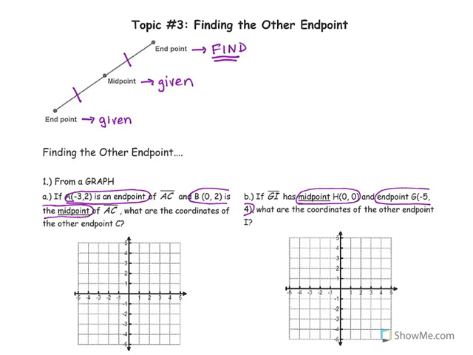So if A is an endpoint of AC, B is 0, 2 is a midpoint of AC, what are the coordinates of the other endpoint? What's really important is these problems are going to start mixing up, and you have to recognize, okay, what am I solving for? Am I solving for a midpoint, or am I solving for the other endpoint? And in this problem right here, I'm solving for the other endpoint.